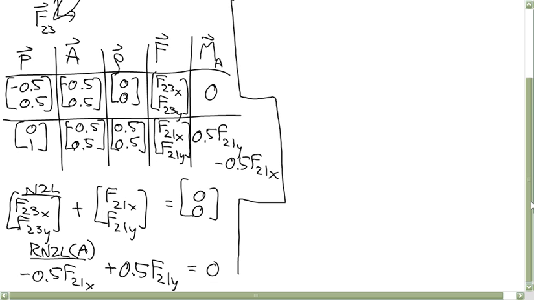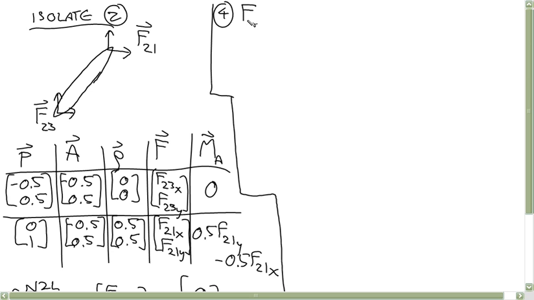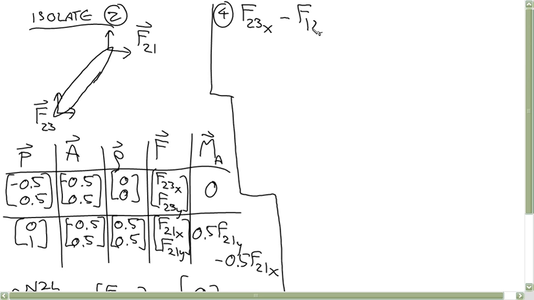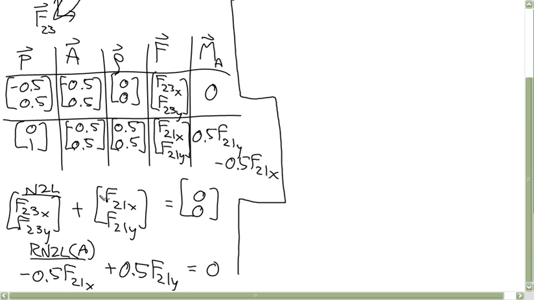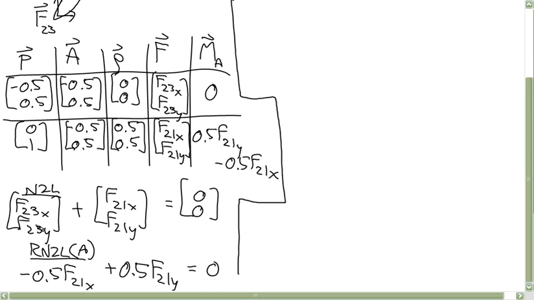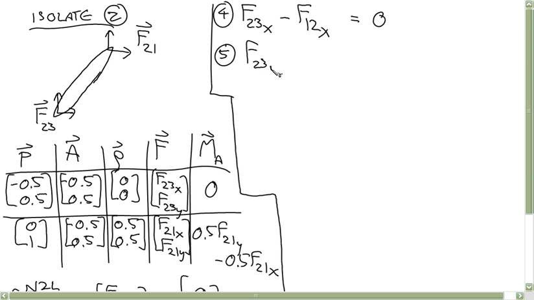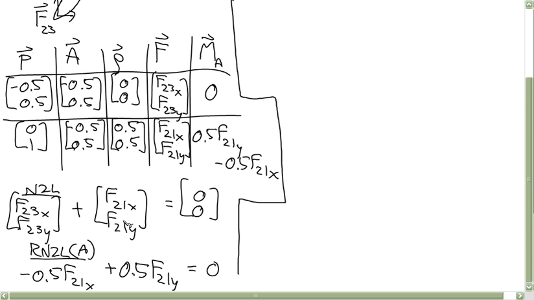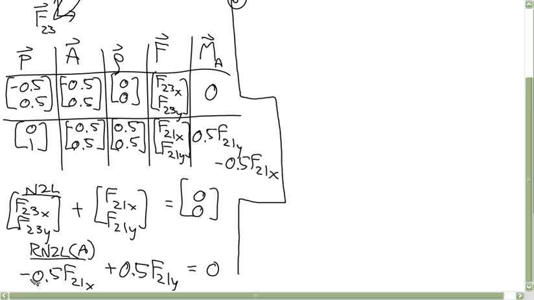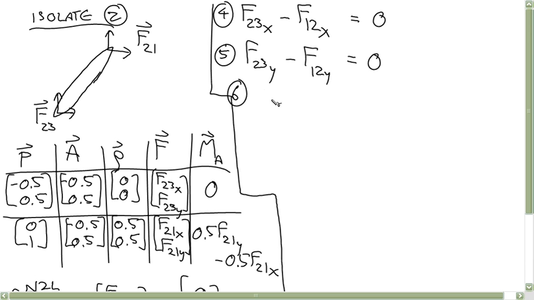So equation 4 says F23x minus F12x is equal to 0. Equation 5, F23y minus F12y, after you make that replacement, equals 0. And then last, so we're going to replace these. So we have positive 0.5 F12x minus 0.5 F12y is equal to 0.